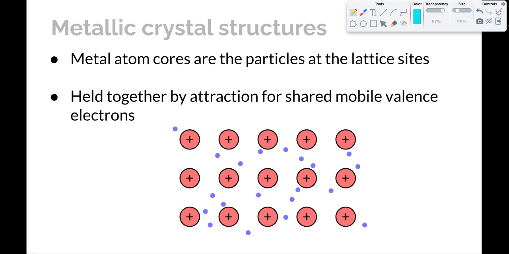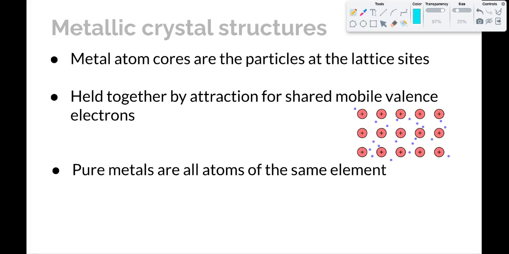And this gives metals the characteristics that they have, which is they're bendable because you can flex them around and they still stay together because of the attraction of atom cores to a moving set of particles. They conduct electrical current really well because those electrons in the middle are free to move around. Most of the properties that metals have are because of the fact that they're bonded together in this way. In pure metals, all of the atom cores are the same.